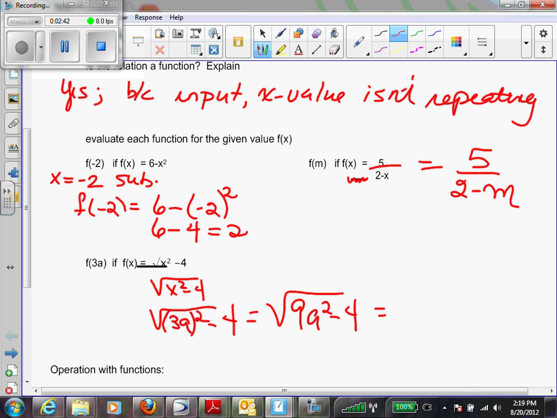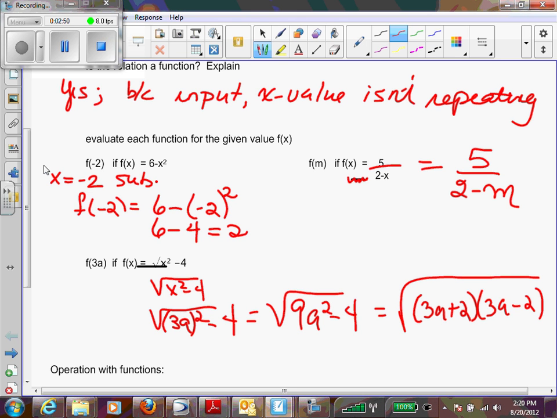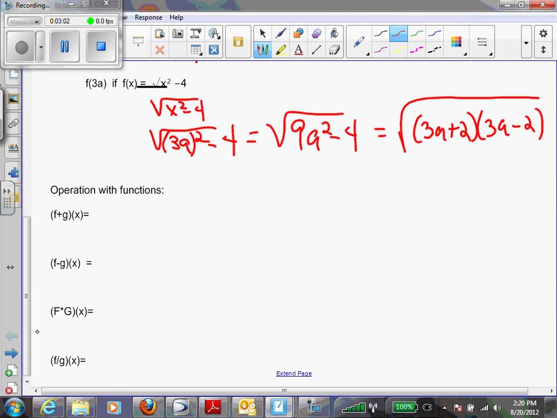Yeah, I mean, this is the same thing as 3a plus 2 and 3a minus 2 under the square root. Right? Isn't that what this is? And if I want to be able to pull anything out, it's got to appear twice as a factor. Better? Okay.